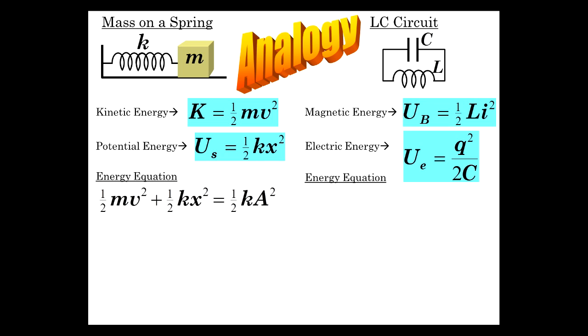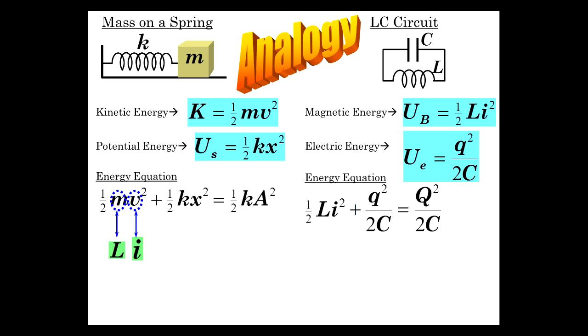Let's do the same thing over with the LC circuit. 1/2 Li squared plus q squared over 2C is the maximum amount of energy, which is big Q squared over 2C. Now, again, m is like L, v is like current, k is like 1 over C, x is like q, and big A is like big Q.